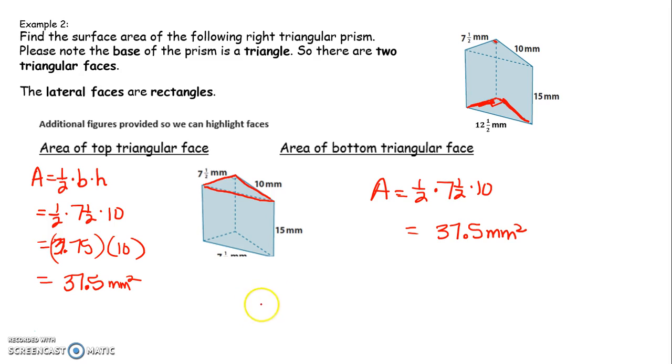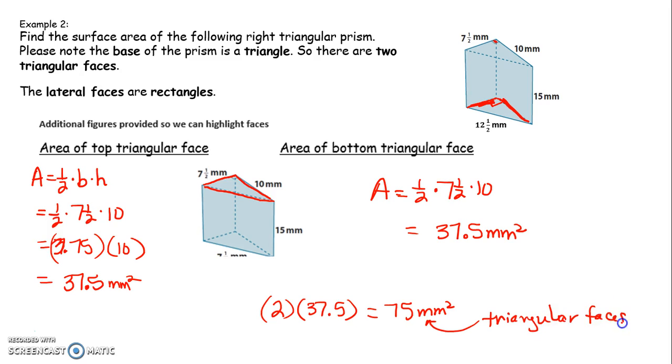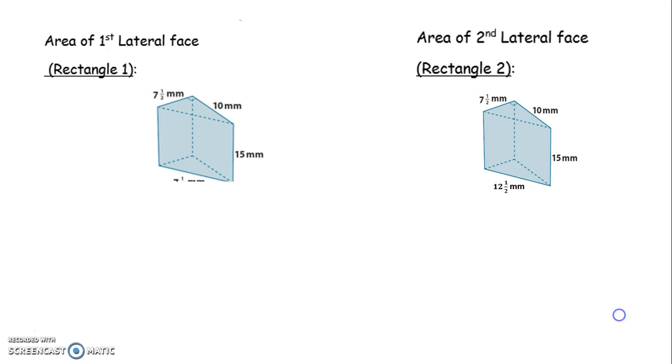So if we want to find the area of both of those faces together, we could always just multiply 2 by 37.5, and you'll get 75. So that's 75 millimeters squared for the triangular faces. Those are the areas of your triangular faces, which will be the bases of your triangular prism. So now we have to find the areas of the lateral faces, which are all rectangles.